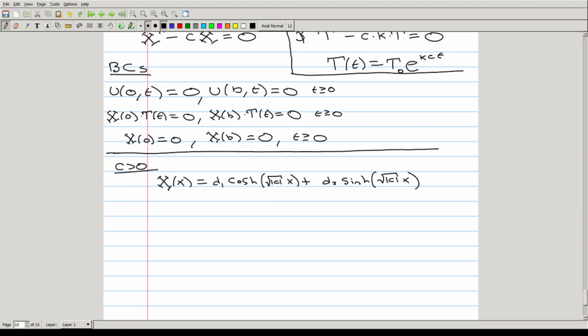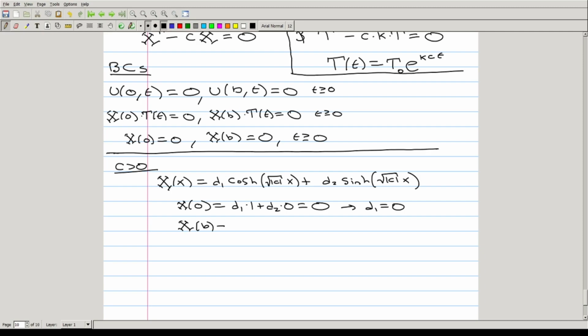And these can be written in terms of exponentials, positive and negative exponentials, as well. However, for applying the boundary conditions here, hyperbolic cosine and hyperbolic sine make it a little bit easier to see what's going on. Because if we try to solve for our constants d1 and d2, when we plug in 0 here, we get d1 times 1 plus d2 times 0. And this has to be equal to 0 to satisfy our boundary condition, which implies that d1 is equal to 0.